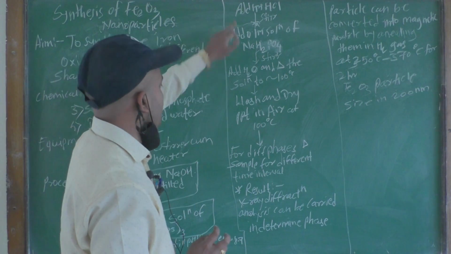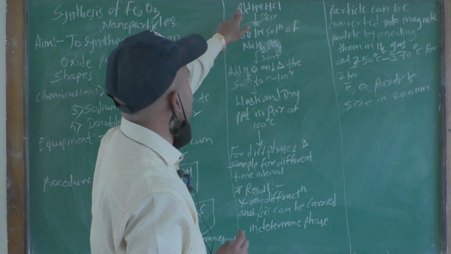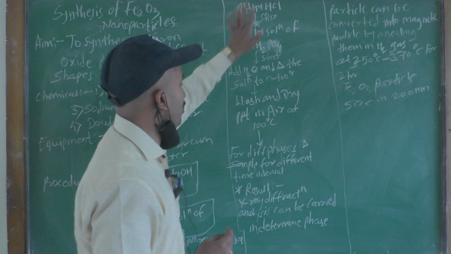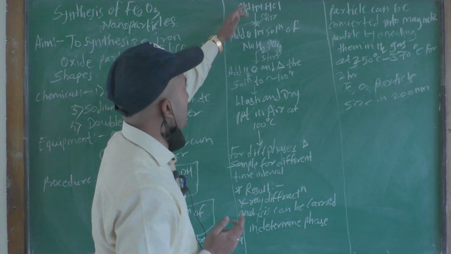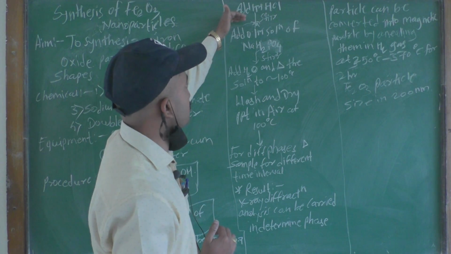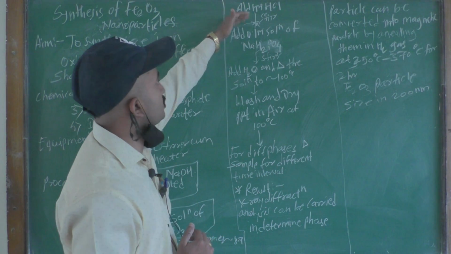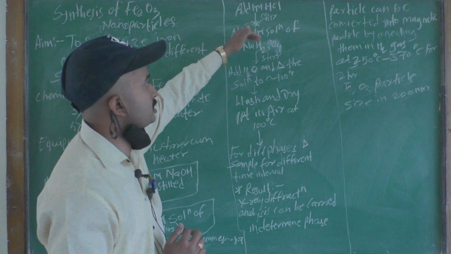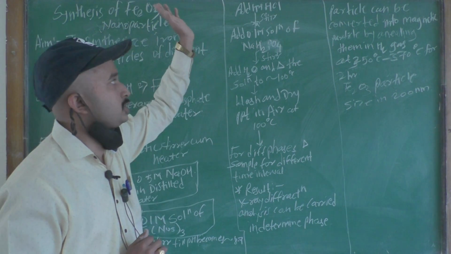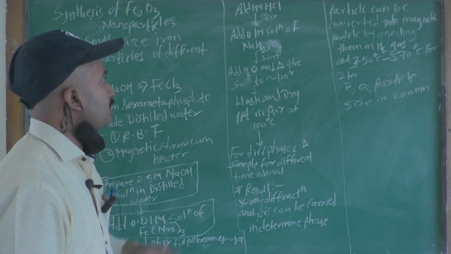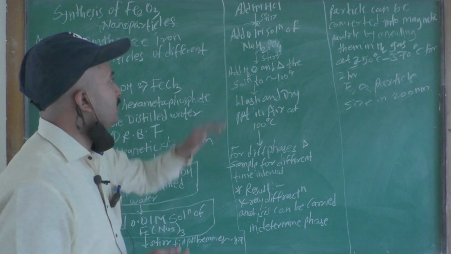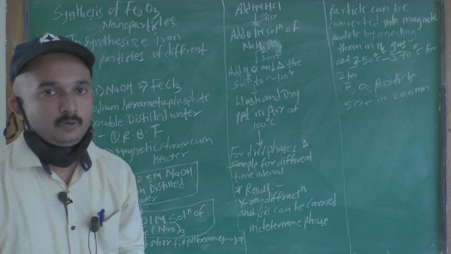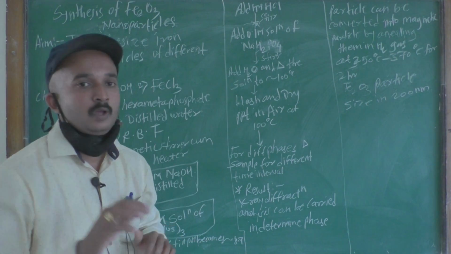After you check the pH, add 1 molar HCl into this solution and stir again. Then add 0.1 molar solution of NaS2PO4. After the addition, stir them again.